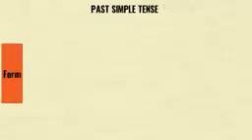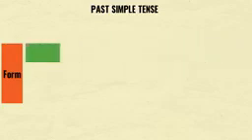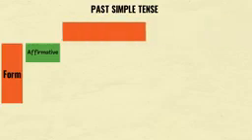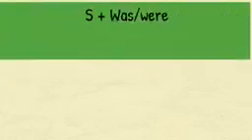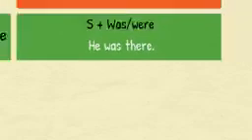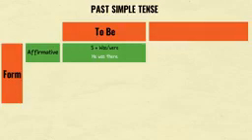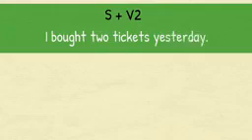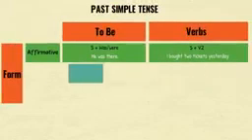Past simple tense form. Affirmative. To be: subject plus was or were. He was there. Verbs: subject plus V2. I bought 2 tickets yesterday.